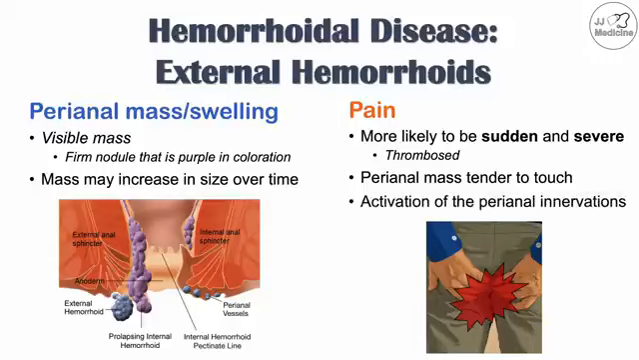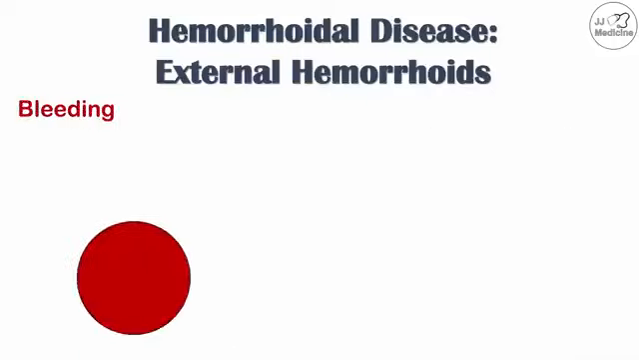And the reason why external hemorrhoids are more likely to cause pain, or their pain is more likely to be severe compared to internal hemorrhoids, is because irritation of those external hemorrhoids can lead to activation of perianal innervations. Those perianal innervations are more closely located near the external hemorrhoid, so they're more likely to become activated and cause pain.